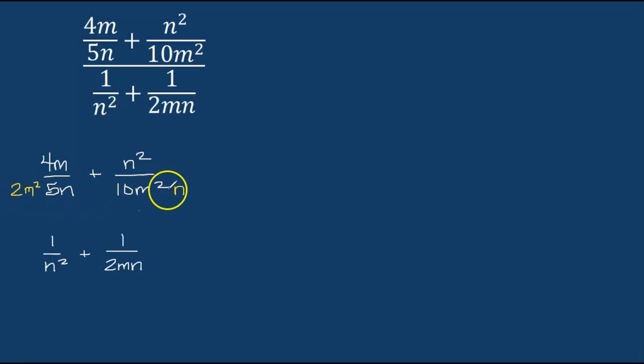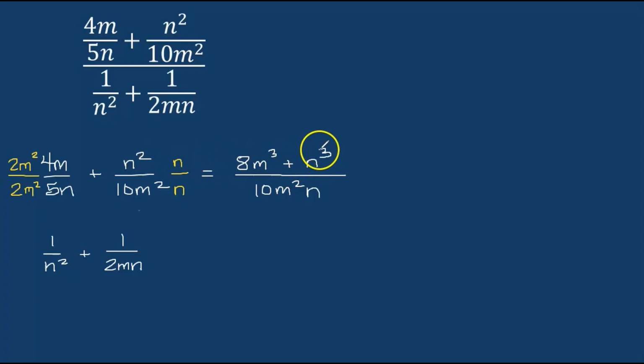And now if we look at this, they're the common denominator. But we can't just multiply by n on the bottom or 2m squared on the bottom. We have to multiply the numerator as well. Now we're going to rewrite with our one common denominator of 10 m squared n. And in the numerator, 2 times 4 is 8, m squared times m is m cubed. N squared times n is n cubed. And that's our numerator.